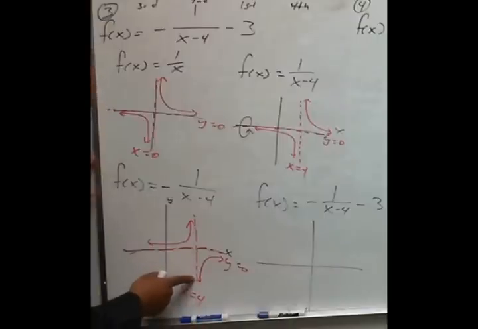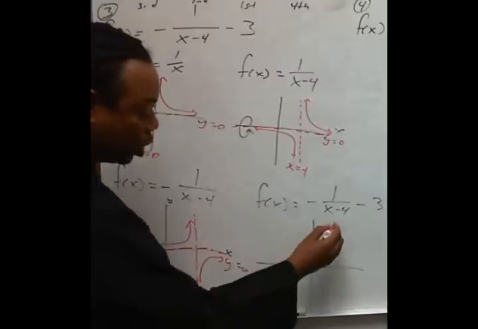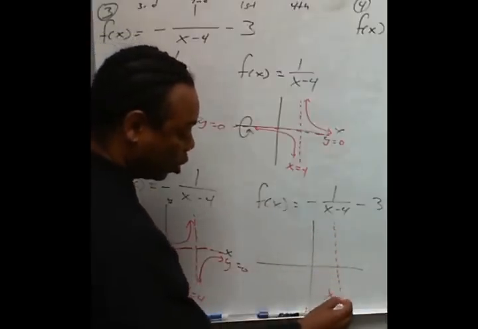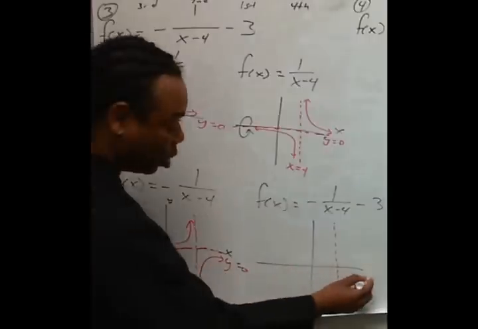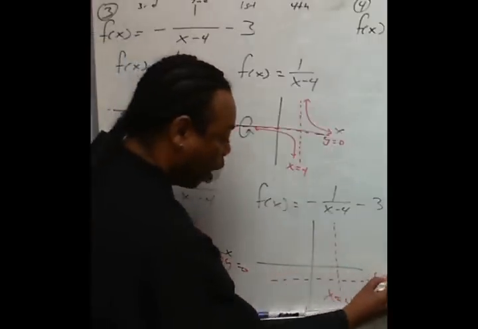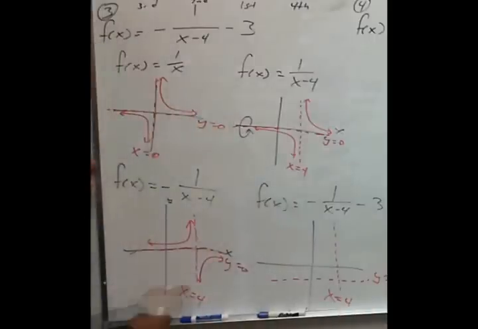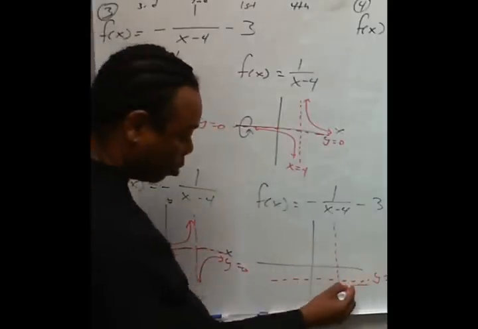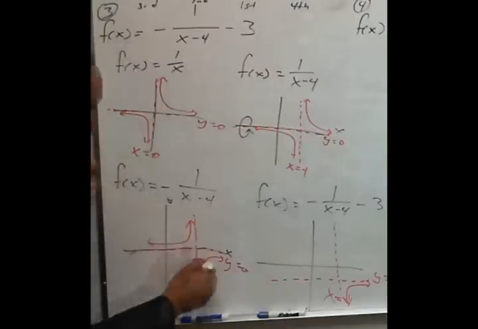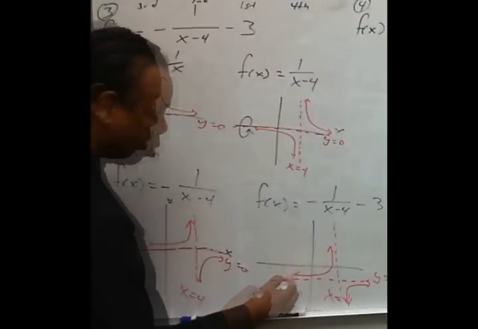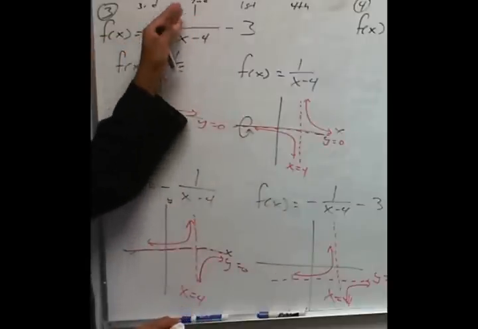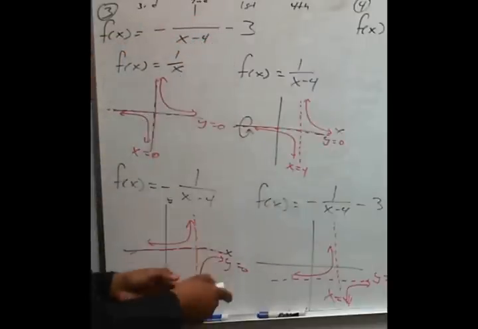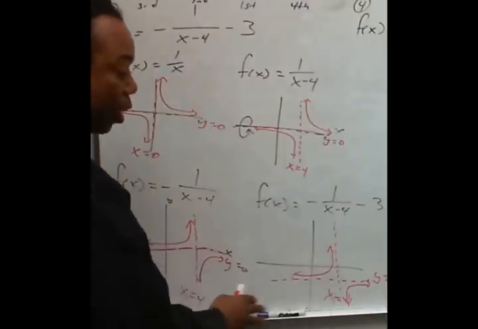So let's start off with the vertical asymptote. If you move the vertical asymptote x equals 4 down 3 times, it remains x equals 4. If you lower the horizontal asymptote y equals 0 down 3 times, it becomes y equals -3. The graph remains here below, and it remains here above. This is the final graph for f equals -1 over x minus 4 minus 3. And we can now get the domain and range from this final graph.